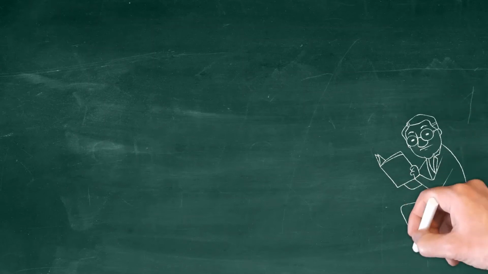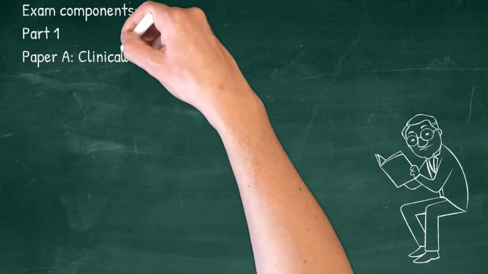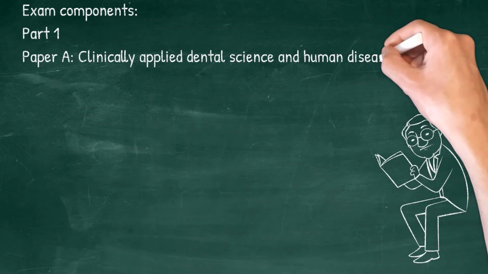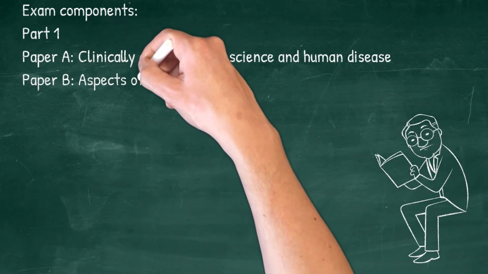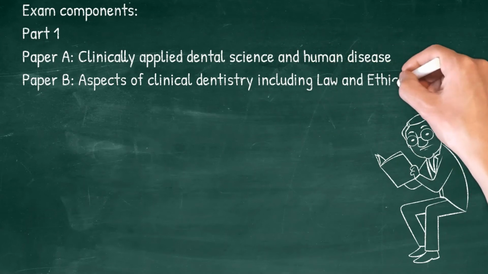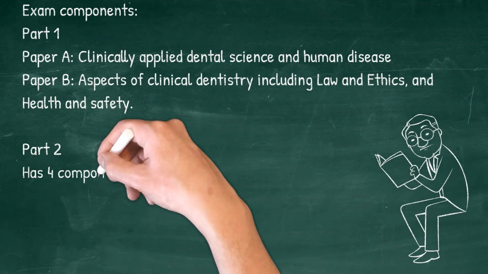Part 1 of the ORE exam has two components, paper A and paper B, as mentioned in the previous video. Paper A covers clinically applied dental science and human disease. Paper B covers clinical aspects of dentistry, including law and ethics and health and safety.